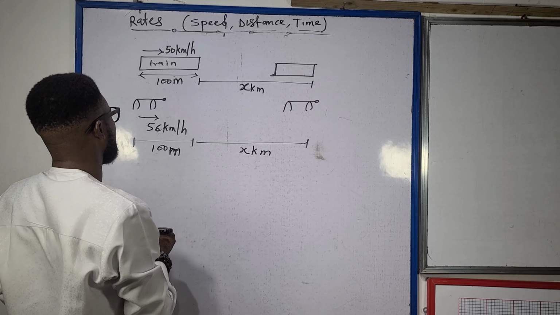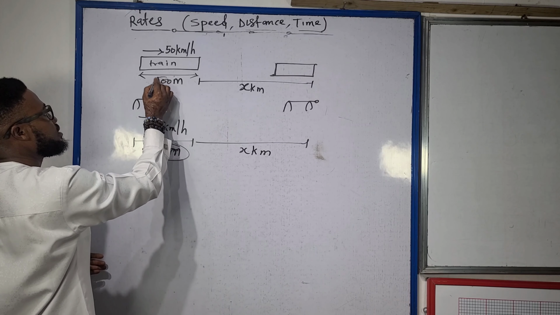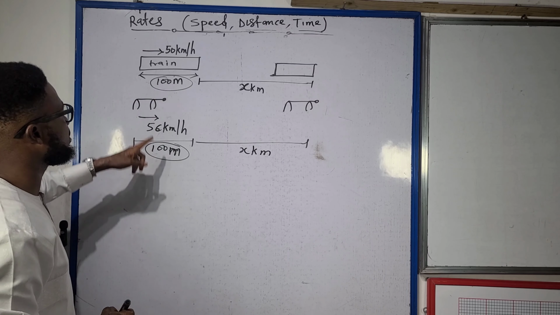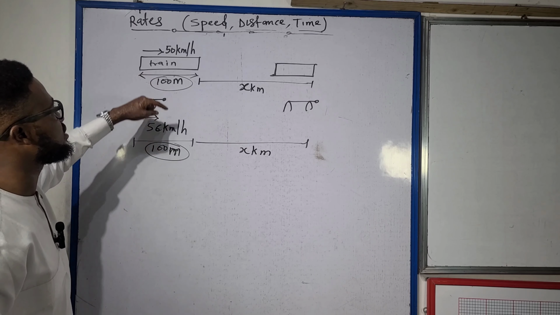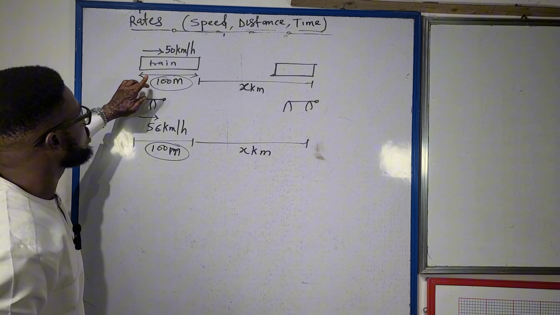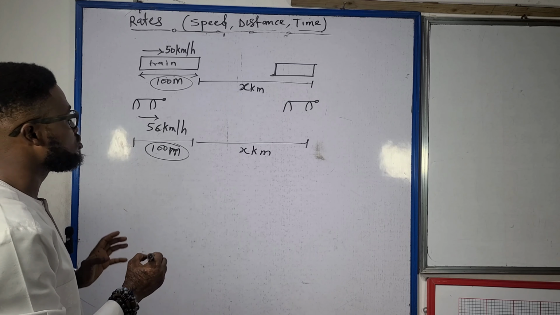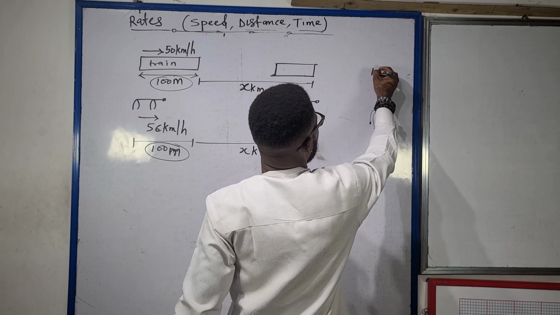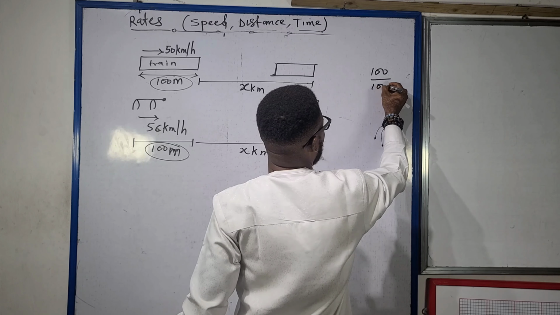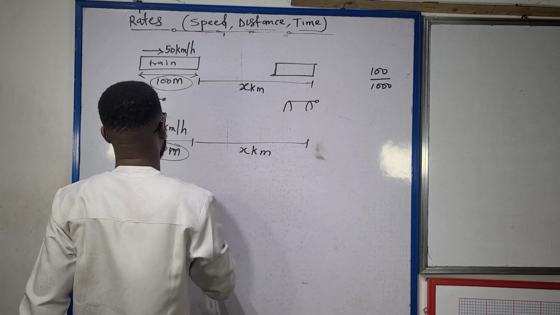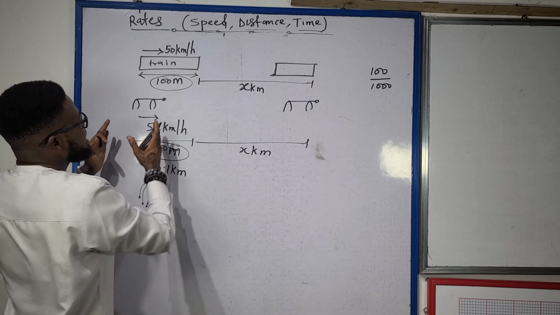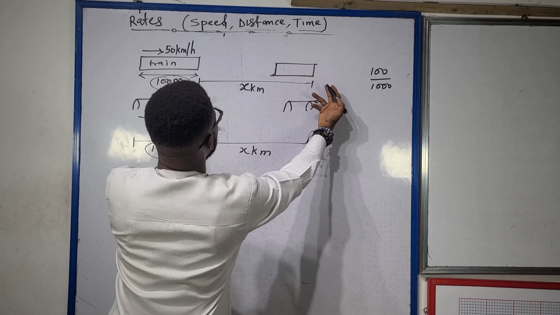Now you look at something, certain units are not rhyming, and that is what you should keep an eye on. This is 100 meters, it is not rhyming with kilometers per hour, so I have to convert it. I have made x to be in kilometers, so you need to keep an eye on those units that are not matching the others. So 100 meters to kilometers, that's 100 divided by 1000, that is 0.1 kilometers.